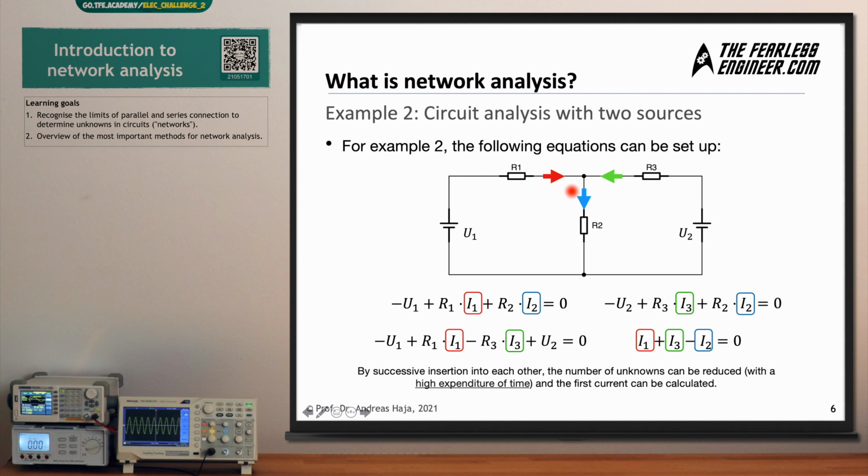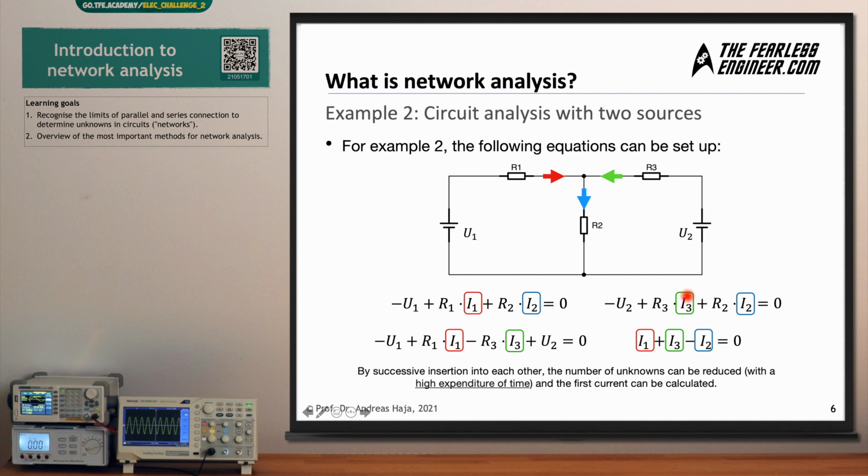And the junction rule, of course, counts all the current flows into and out of this junction point here and equals them to 0. So by successive insertion of these equations into each other, we can reduce the number of unknowns. The problem is this will cause a high expenditure of time. It's really going to take long, at least a few minutes to, for example, solve this equation here for I2 and then insert this equation into the other one here, then solve the resulting equation, let's say for I3, insert this equation into another one, and then only have a single unknown left.